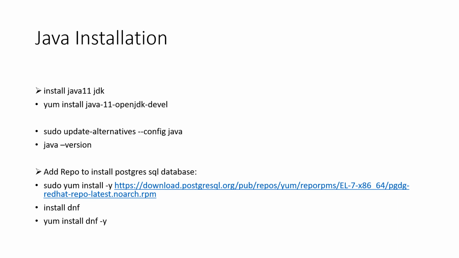After that, you can configure the repo, which is required to install the PostgreSQL database, using this link, yum install -y https. You can configure the repo on CentOS 7. Then, if required, you need to install DNF. Basically, like we are using yum install in CentOS, in a similar way we can use DNF as well. DNF is required in Red Hat 8.